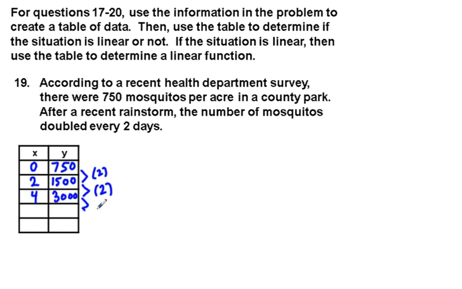Double again, we have, after 6 days, 3,000 times 2 will be 6,000 mosquitoes. And then finally, one last time, we double to get to day 8. After day 8, we will have 6,000 times 2, or 12,000 mosquitoes.